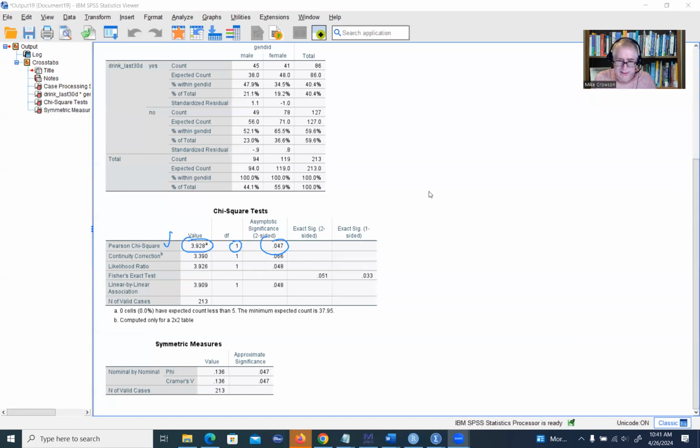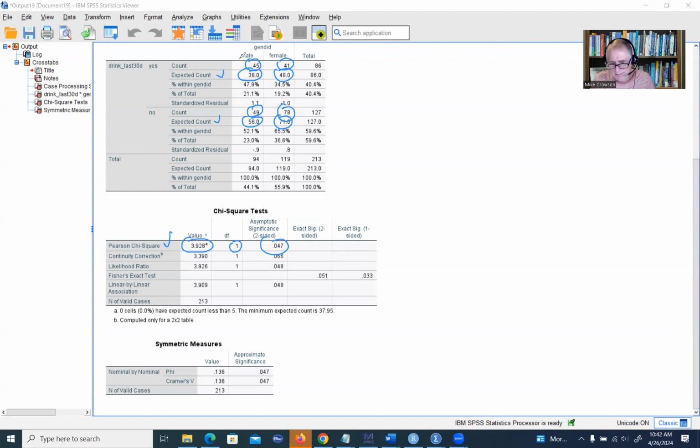Now, the chi-square value that we have right here, the 3.928, is calculated using the observed frequencies and also expected frequencies within our cells. So the 45, the 41, the 49, and the 78 that you see right here are the observed frequency counts within each of the cells. You'll see too that we have an expected count associated with each of the cells: 38, 48, 56, and 71.